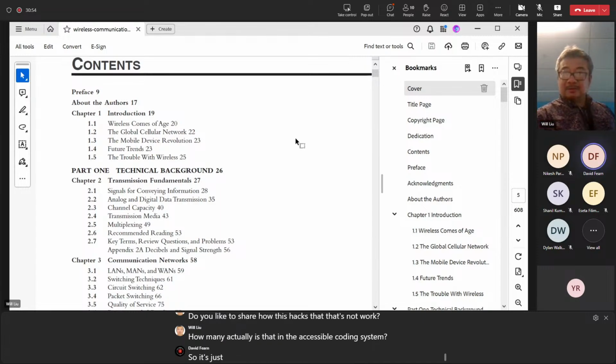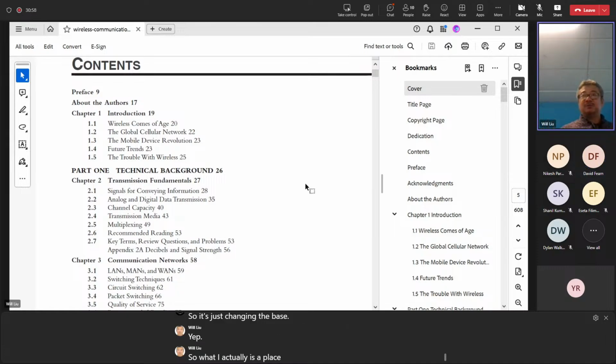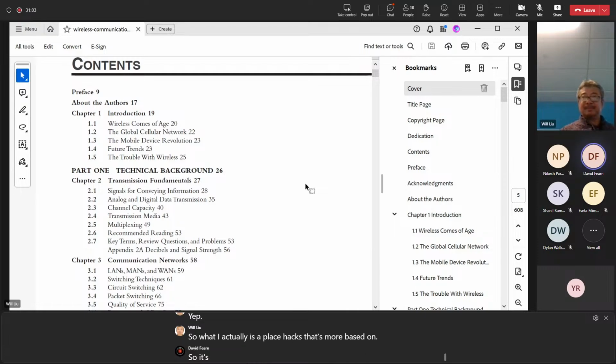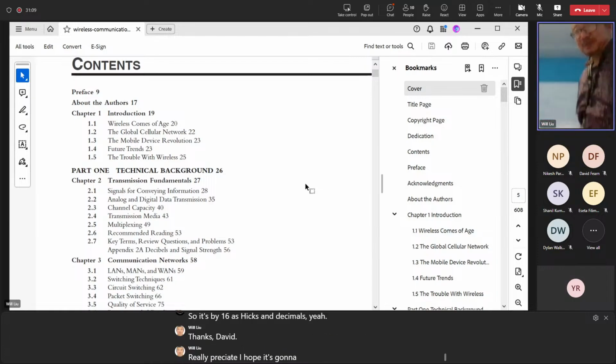So it's just changing the base. Yeah. So what base is hexadecimal based on? So it's base 16, as hex is. Yeah, very good. Decimal is base 10, hexadecimal is 16. So yeah, thanks, David. Really appreciate it. I hope you guys can see me, but I don't know if you can see me or not.